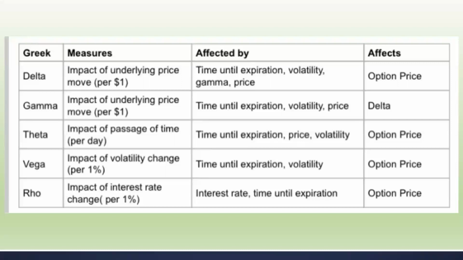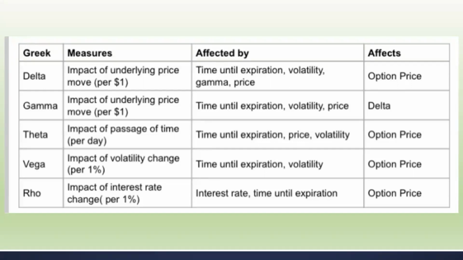I hope you remember what delta, gamma, theta, vega are. We didn't discuss much about rho. Delta is based on the impact of price move. Gamma is also on the price move, but based on delta, gamma moves. Theta is based on the time decay. As we lose more and more time, the option premiums will be reduced.